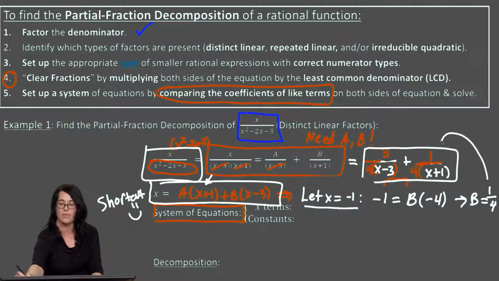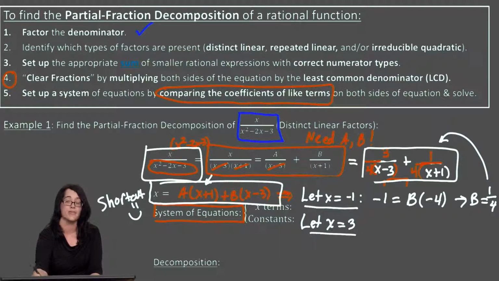Hey, that's exactly what we found using the system of equations. So I'm sure some of you are smiling right now. Yes, there was an easier way. You're right. It won't work for everything, but it'll definitely save you some time. What else could I let x equal? That's right, we let x equal 3. Because if x is 3, it would wipe away the term containing b.